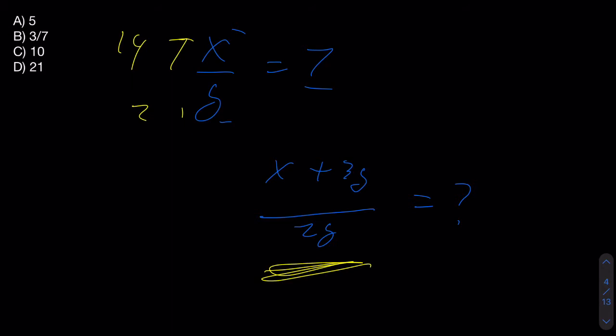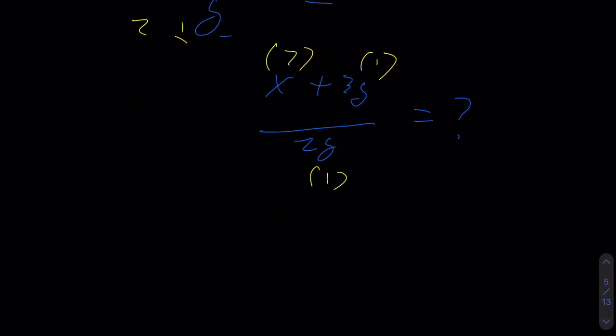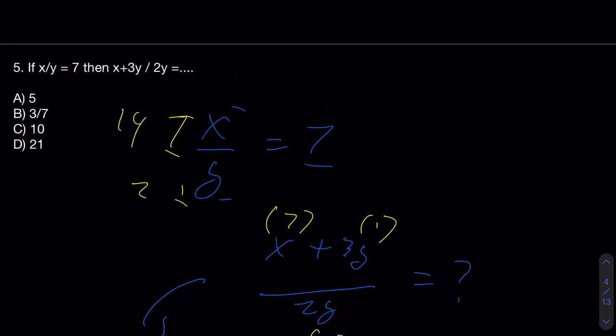So let's try it out. 7 and 1. Let's try them out. So x in this scenario would be 7, and y would be 1, multiplied by 2. So let's see what that looks like. 7 plus 3 by 1 is just 3, and then over 2. That equals 10 over 2, which is equal to 5. And lo and behold, the answer is 5.